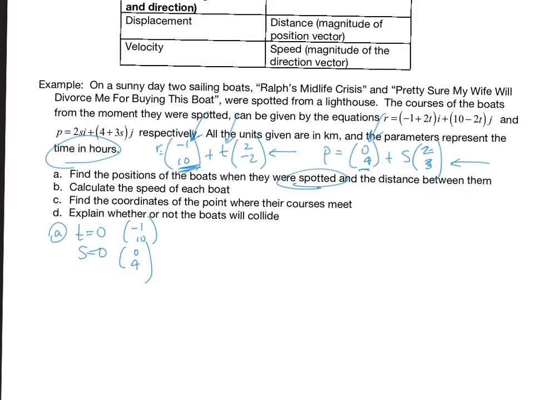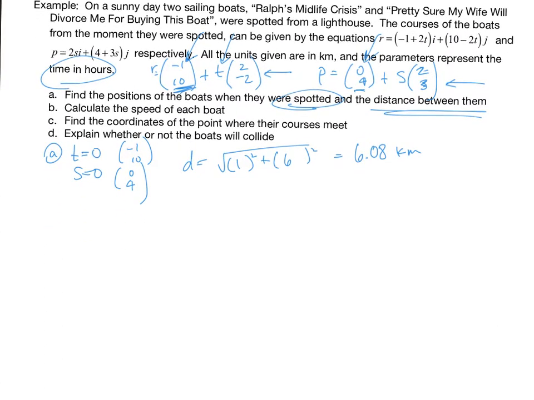Okay, it also says the distance between them. So we just need to do the distance formula between those 2 points. X minus x will be 1, and y minus y would be 6. And breaking out your handy-dandy calculator, I believe you get about 6.08 kilometers. Okay, next, part B. Let me scoot this up just a little.